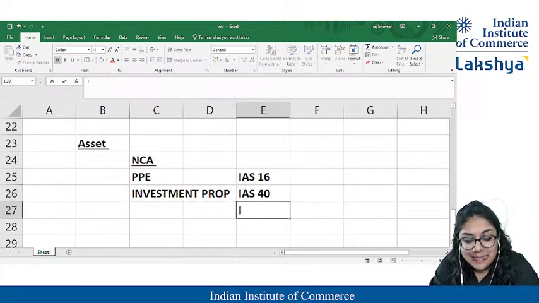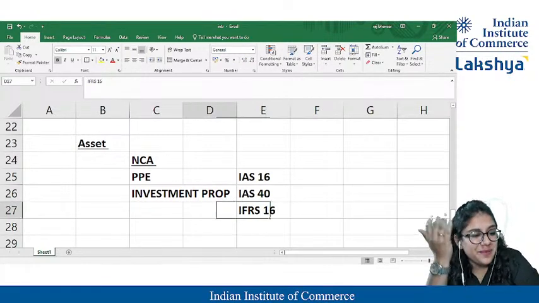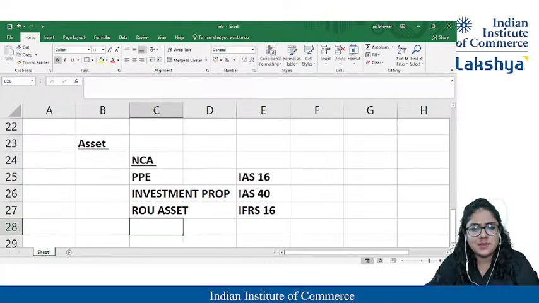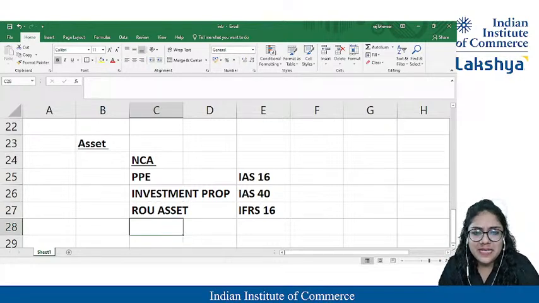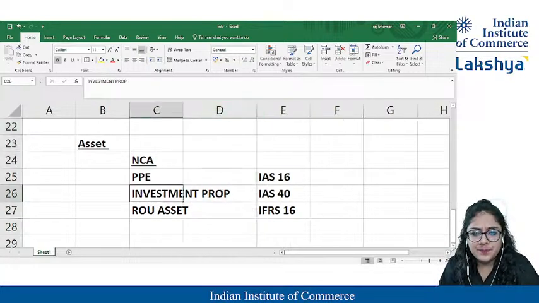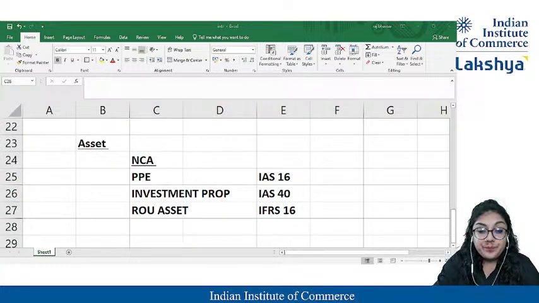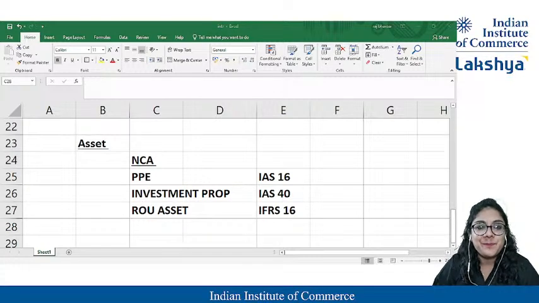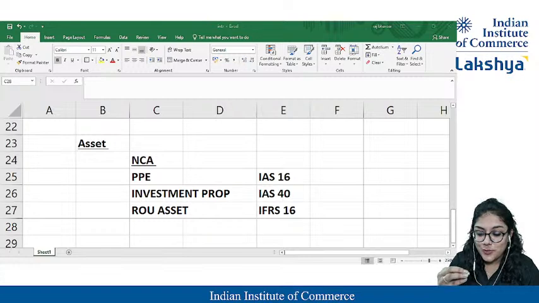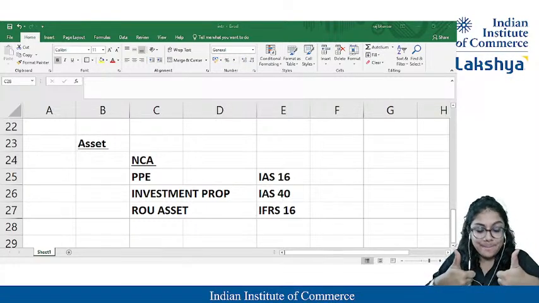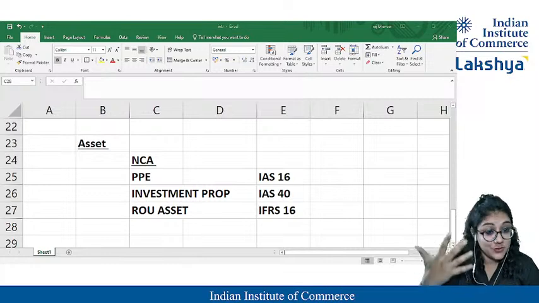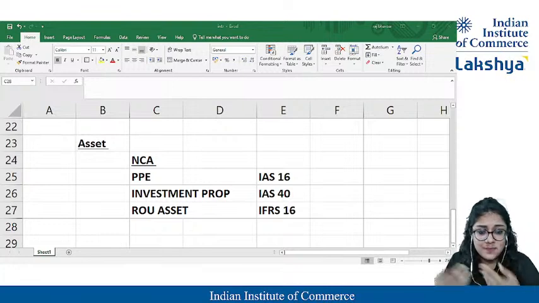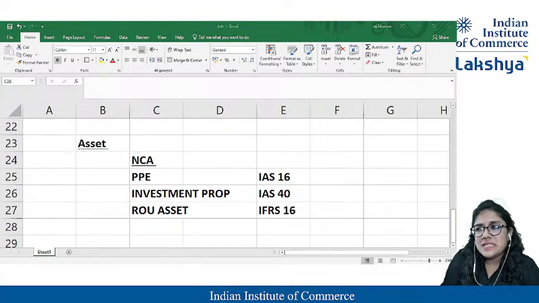Then if you remember IFRS 16, what is IFRS 16? ROU asset. What is this ROU asset? Right of use of the asset. Do you remember when I normally talk about leases? There is a contractual relationship between the lessor and the lessee, where the lessor is the owner of the asset, and the lessee comes and says, I don't have money, but I need that asset.